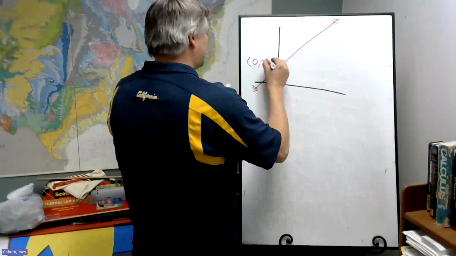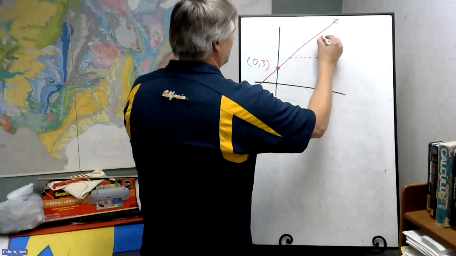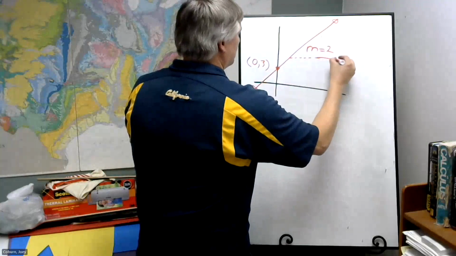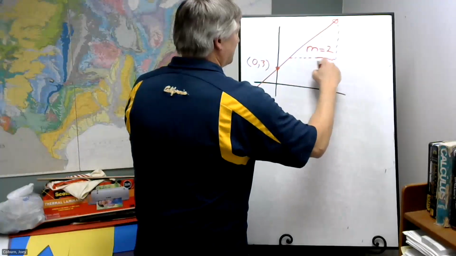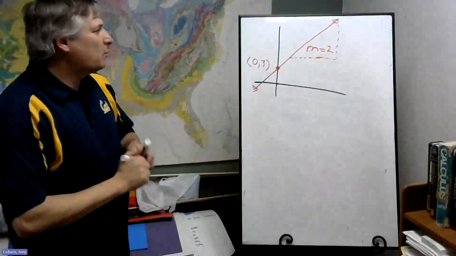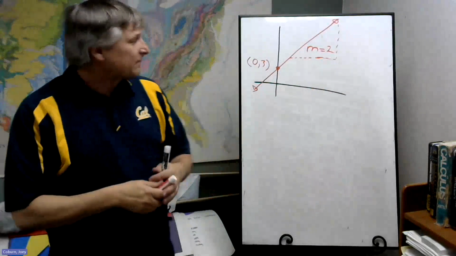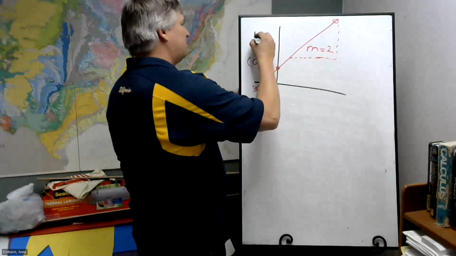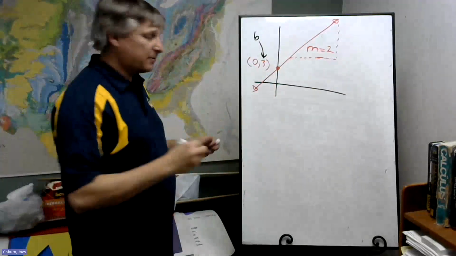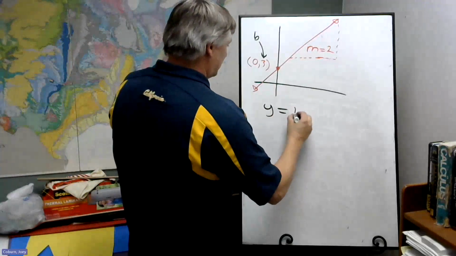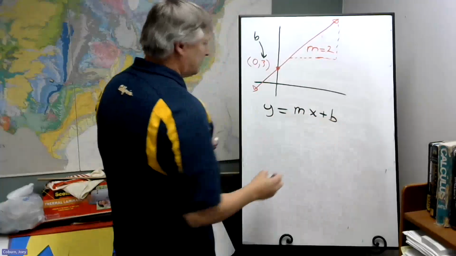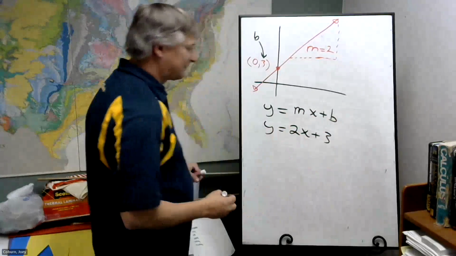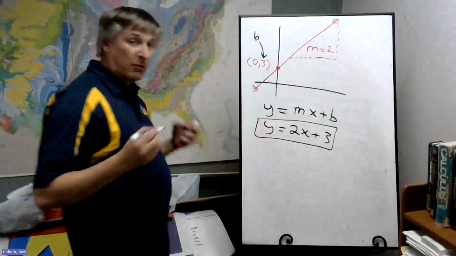Passed through the point (0, 3), and it had a slope. Let's say m equals 2. And we wanted to come up with the formula for this line. Now, this here is really the y-intercept, b. So we can come up with a formula, y equals mx plus b, or y equals 2x plus 3. And so that would be the formula for this line.